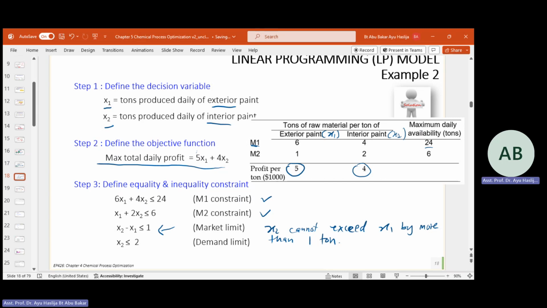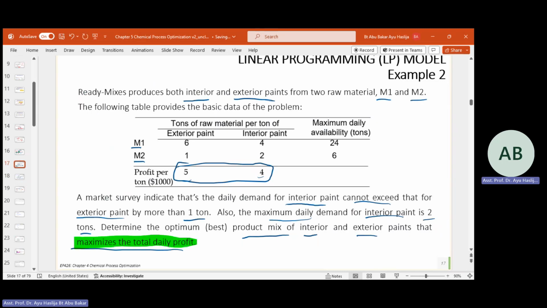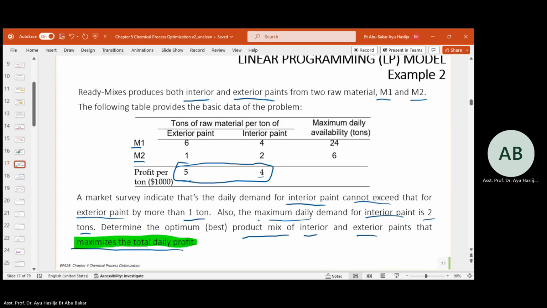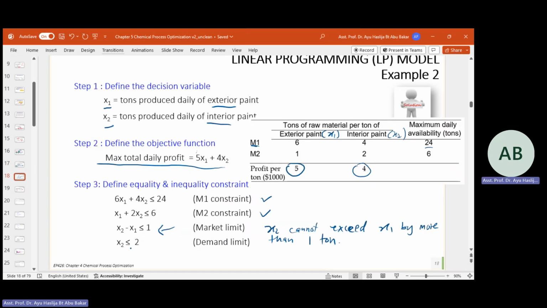In exam, this constraint will not be provided. You need to generate on your own. The question just gives a statement like this. So you must generate your own. Okay, the last constraint will be the demand limit. Maximum daily demand for interior x2 is 2 ton. Maximum. So x2 cannot exceed 2.